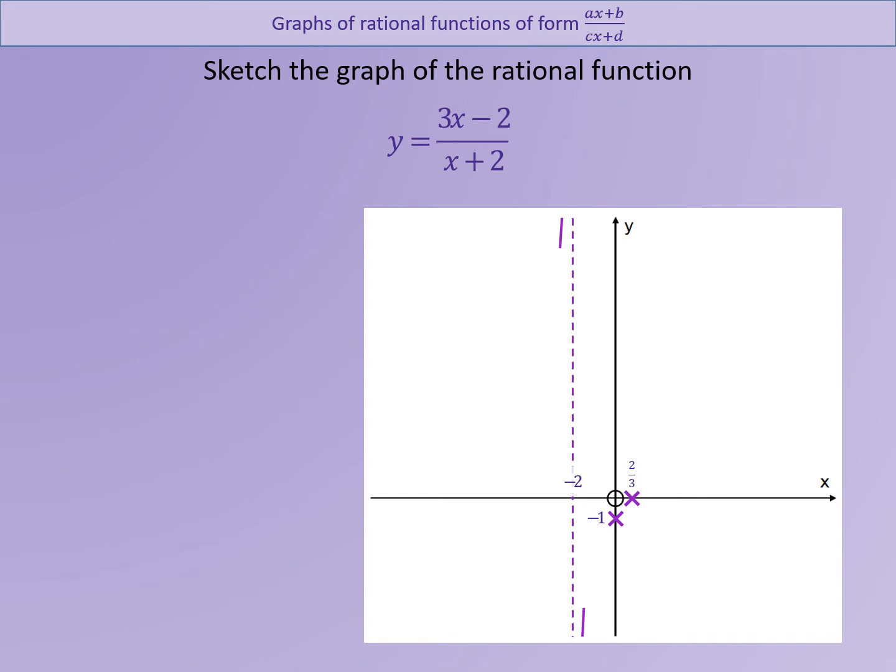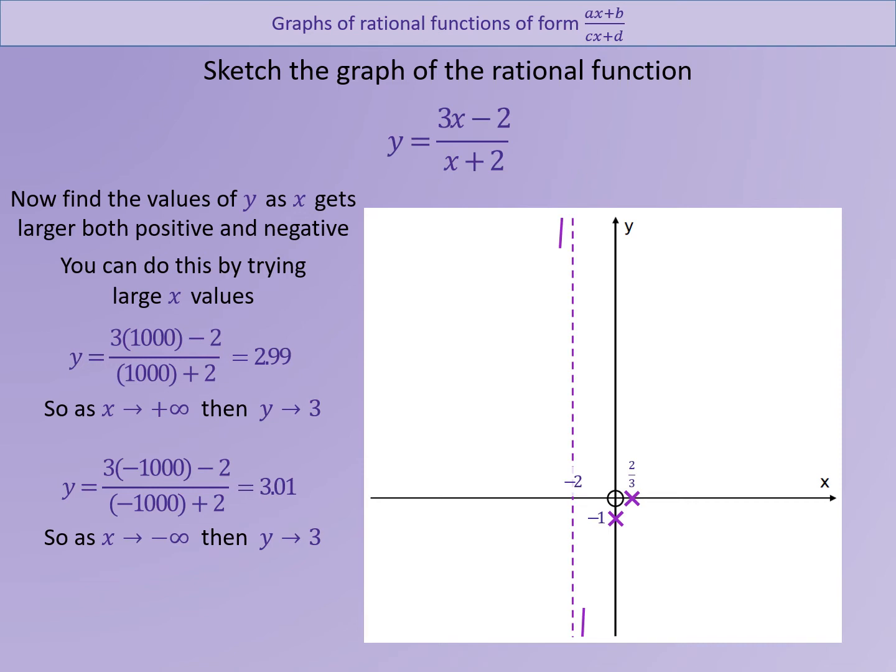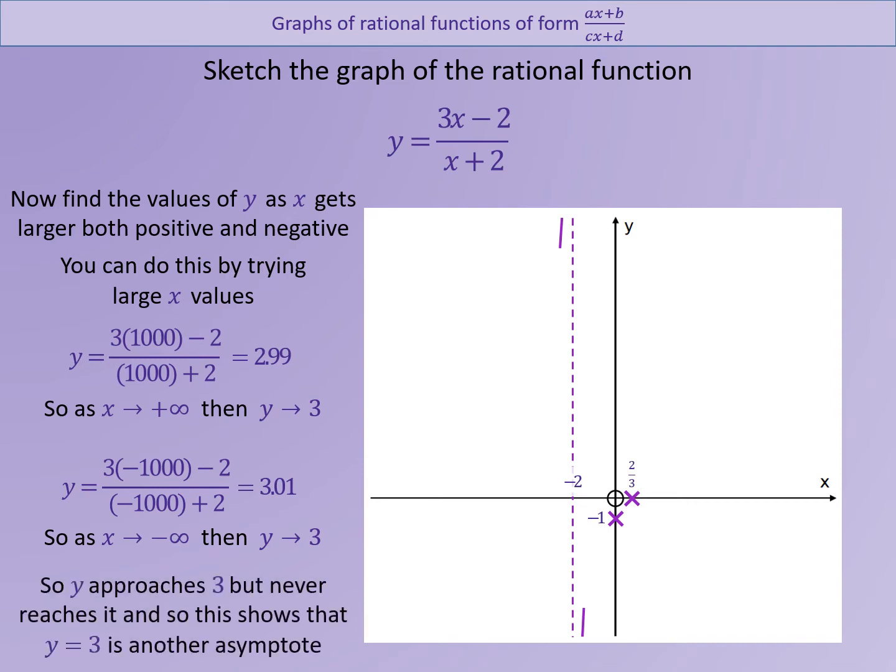So the next step is to see what's happening as x gets very, very large towards positive infinity and also towards minus infinity. So if we substitute in now a very large number for x, so we've got 1000 there, that gives us 2.99, very small number. So from here, as x is getting very, very large, approaching infinity, then y is tending towards 3. If we do the same thing but a very large negative number, so minus 1000, this gives us 3.01. So as x is approaching minus infinity, then y is tending to 3. So this is showing us that y is approaching 3, but it's not actually reaching it, and therefore y equals 3 is another asymptote.